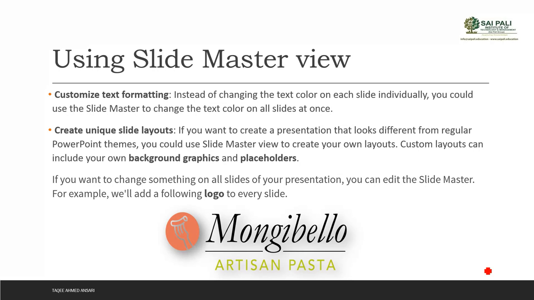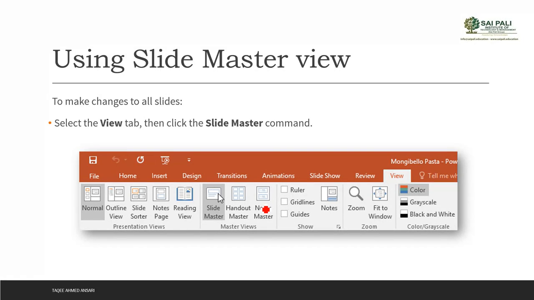Create unique slide layouts also. That means if you want to create a presentation that looks different from regular PowerPoint themes, you could use slide master view to create your own layout. Custom layouts can include your own background graphics and placeholders. If you want to do this, for example, I want to add this logo in every slide. So first I have to enable slide master view, which I can do from the View tab.